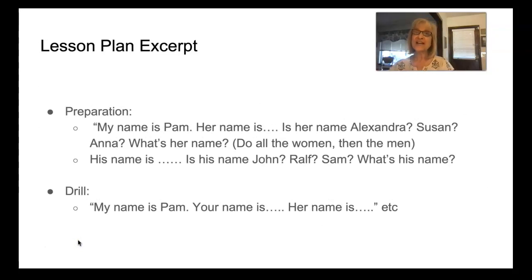Here's what that looks like in the middle of a lesson plan. So one of my co-teachers, let me look at her lesson plan where she had worked in what I'm just talking to you about in her lesson plan.